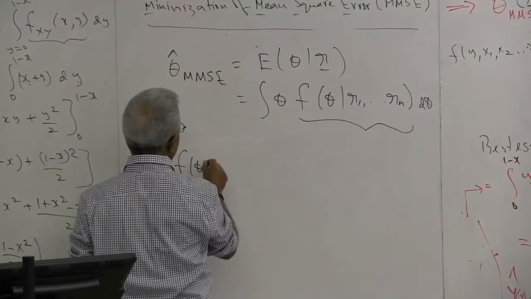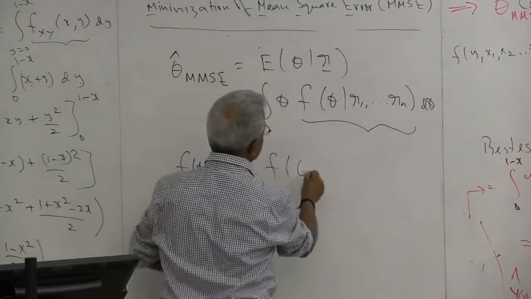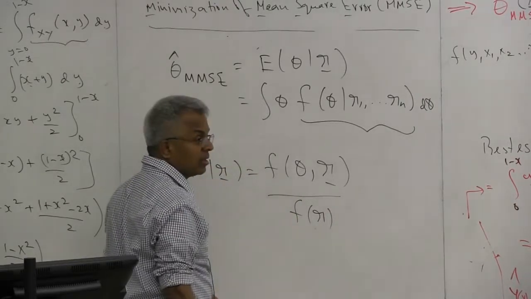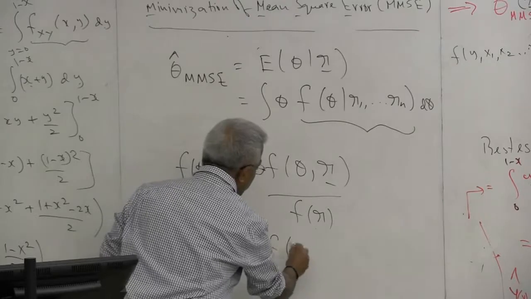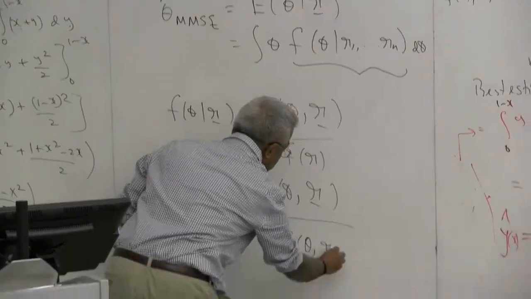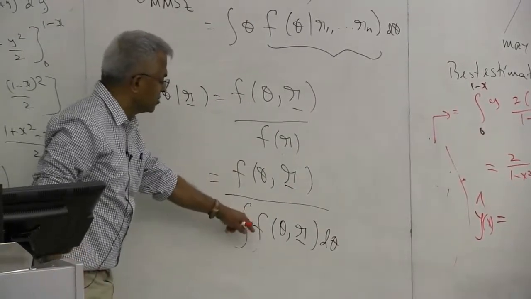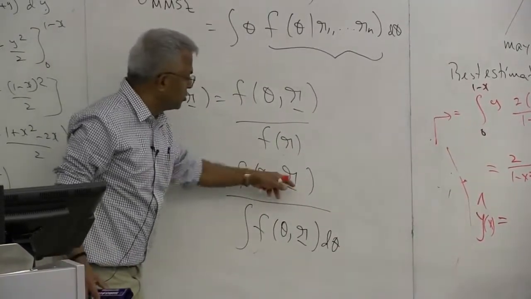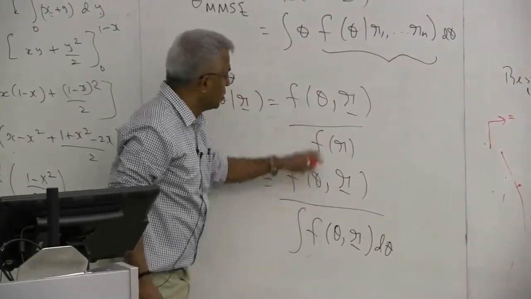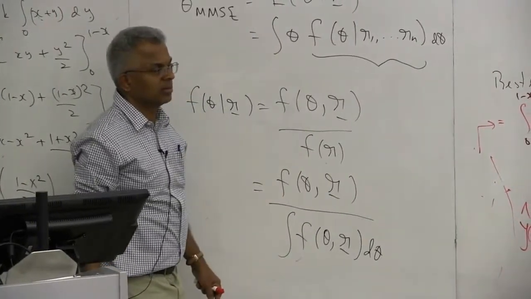f of theta given r is of course f of theta comma r, right, divided by f of r, right? But that's also the same as f of theta comma r divided by the integral of f of theta comma r d theta, right? So f of r is the same as integrating out theta. So bottom line is you need the joint density function of the unknown and the data. Once you have this, you can find this, then you divide this by this, you get this, then you plug it in here, you get the conditional mean. Okay?